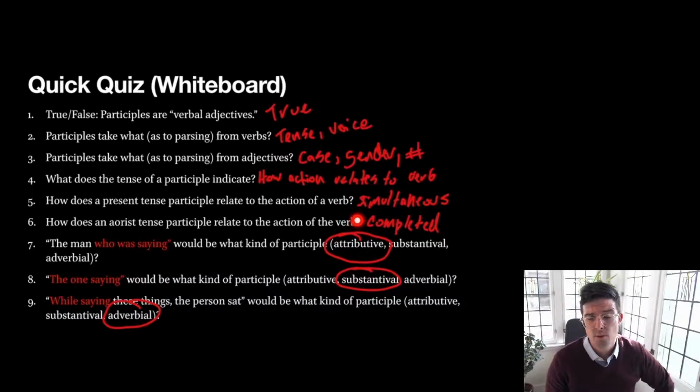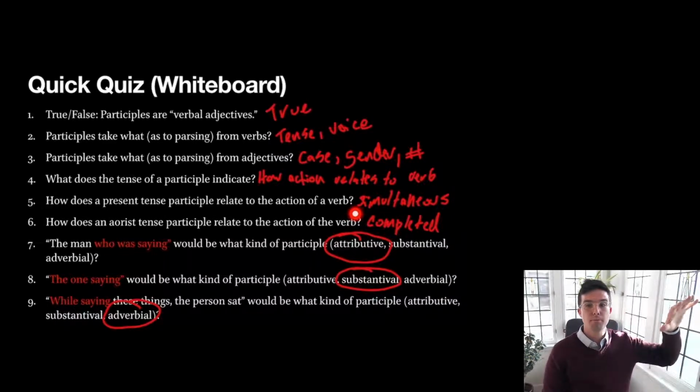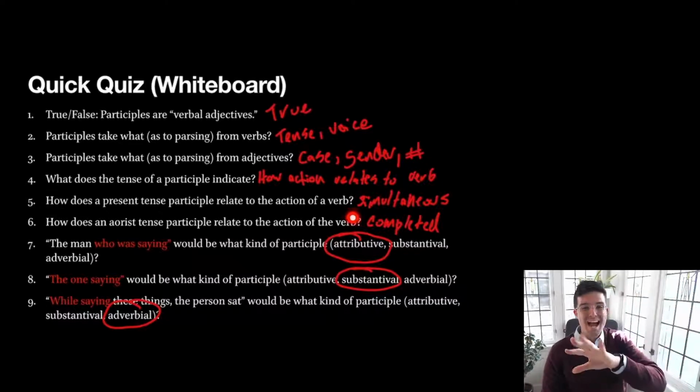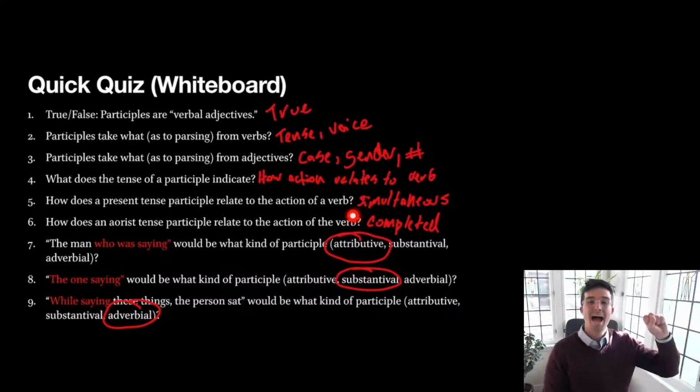Moving on to our next question, if a participle is in the aorist tense, how is it going to relate to the action of the verb? The action of the participle is going to be completed, and then the action of the verb is going to happen after the action of the participle has been completed.